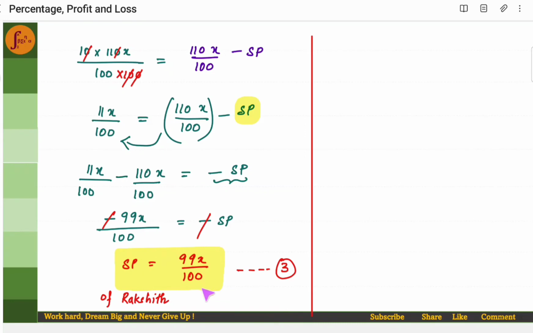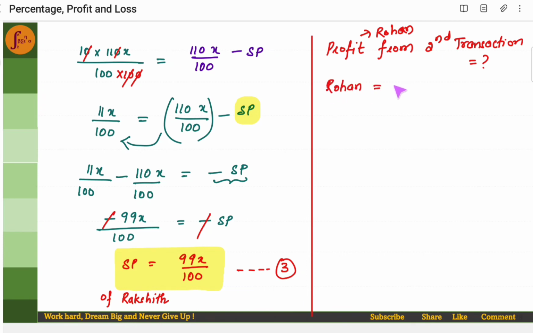Now I'll have to find the profit from the second transaction. Profit to whom? Profit to Rohan, right? We need to find this. We found the selling price. Let's find the profit also now. Now remember one thing: the selling price for Rakshith is, for Rohan, the buying price, because Rakshith is selling to Rohan and Rohan is buying it.